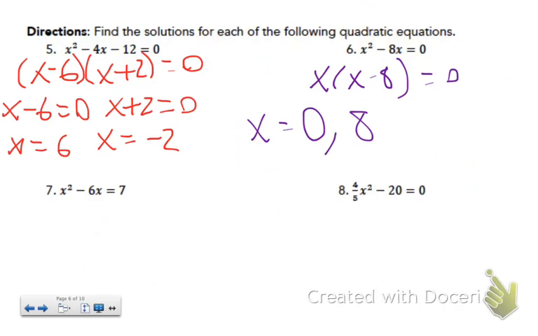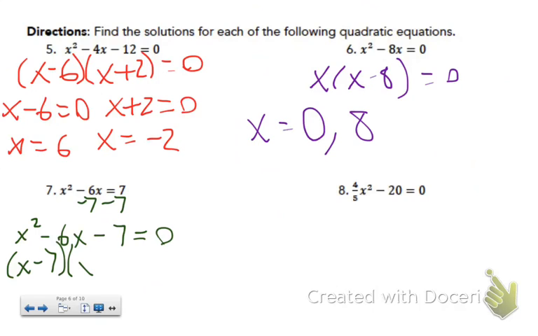notice, is not equal to 0, so the first thing I have to do is move that 7 over. So I get x squared minus 6x minus 7 equals 0. This is also factorable. I get x minus 7, x plus 1. So my solutions are positive 7 and negative 1. Okay, and for all three of those, you also could have used the quadratic formula. That would have worked just fine.